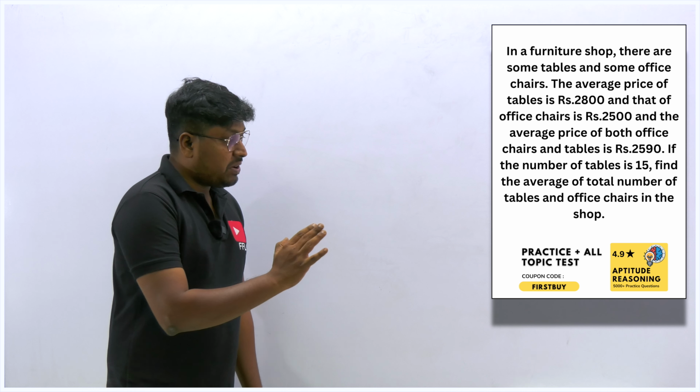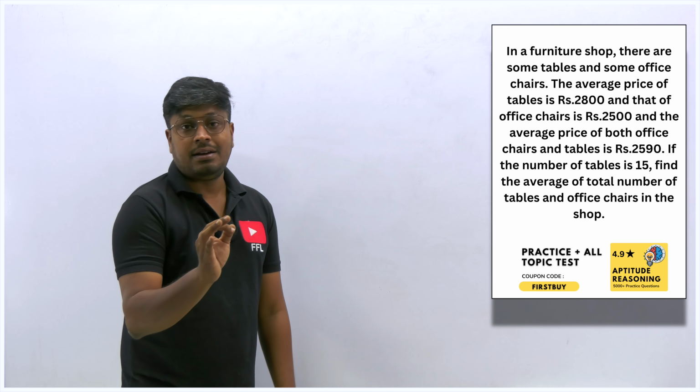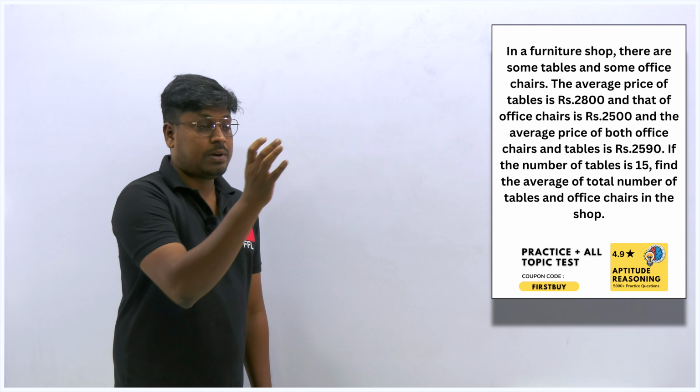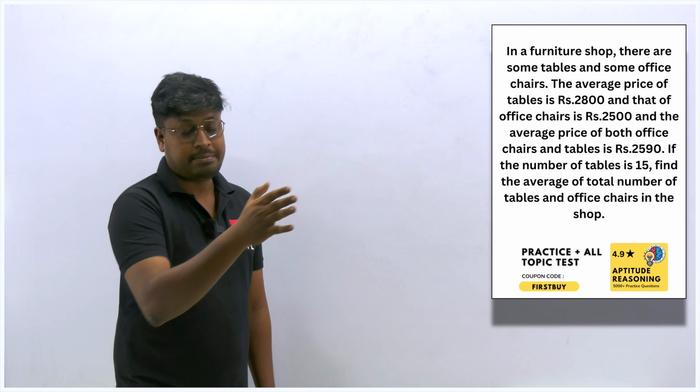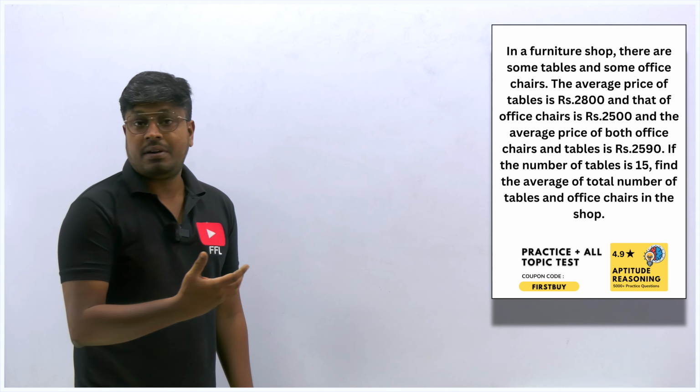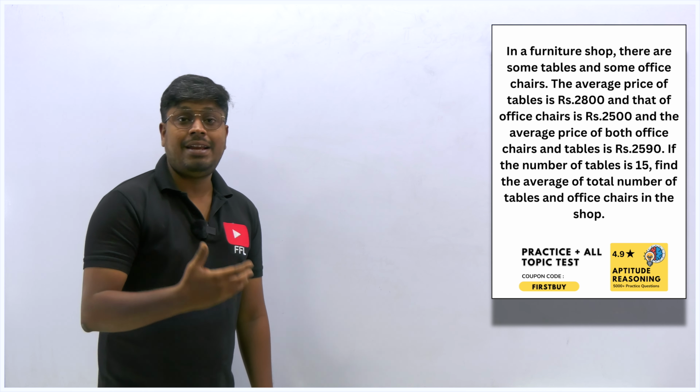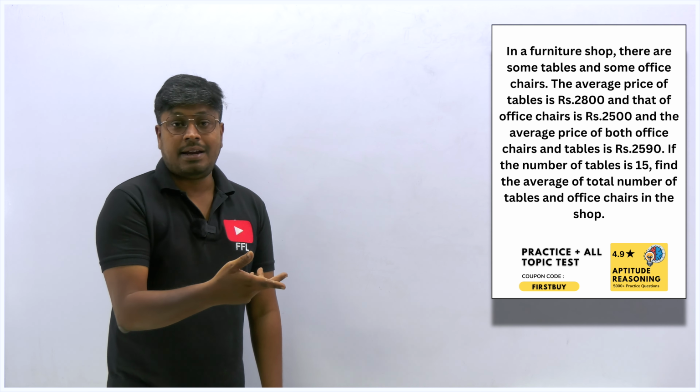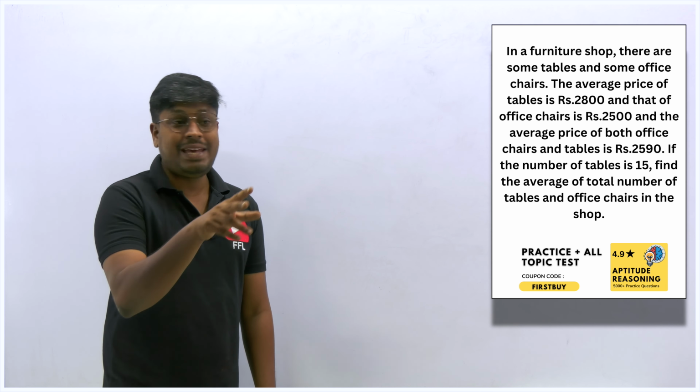So friends, when you look at the question carefully, our target is to find the average of the total number of chairs and tables. Here they have given that the total number of tables is 15, but we don't know the total number of chairs. So first let me find the total number of chairs, and then we can easily find the total average of chairs and tables.